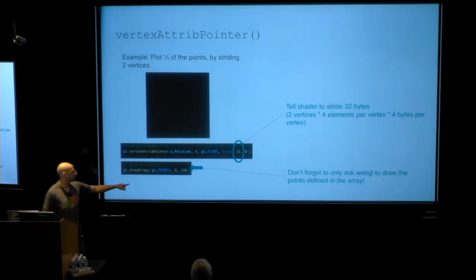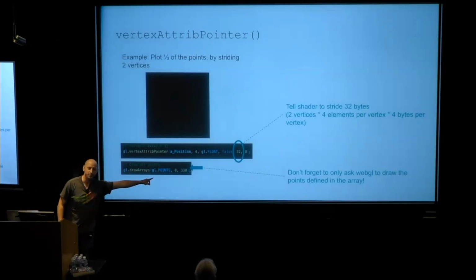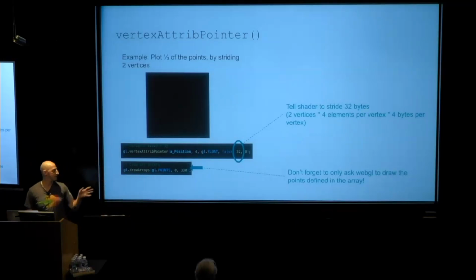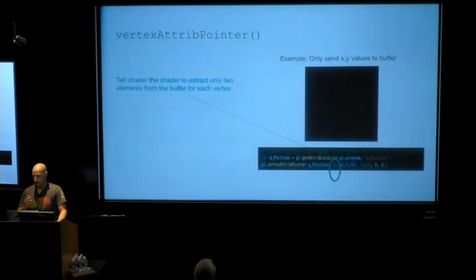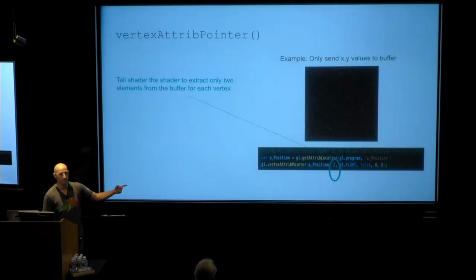And you will get an error if you forget to tell it how many points there are now. So there was 332 or 333, and if you try to draw 334, you will get a render error. And for the other example, you essentially just need to tell it to collect 2 values from there.